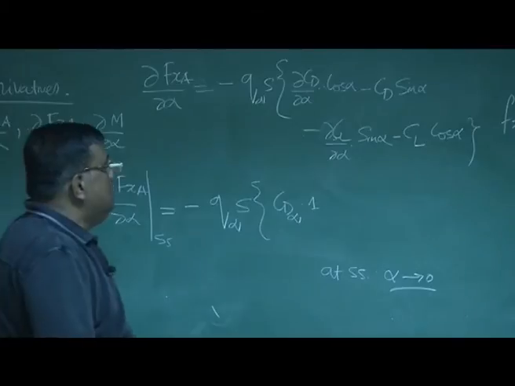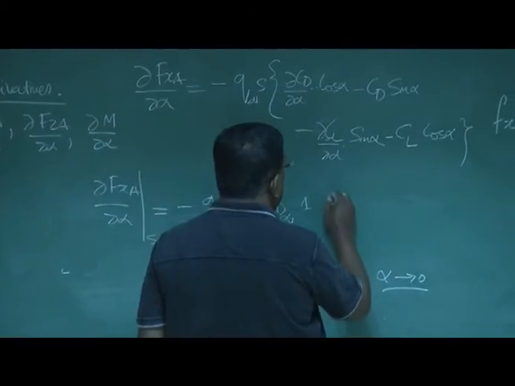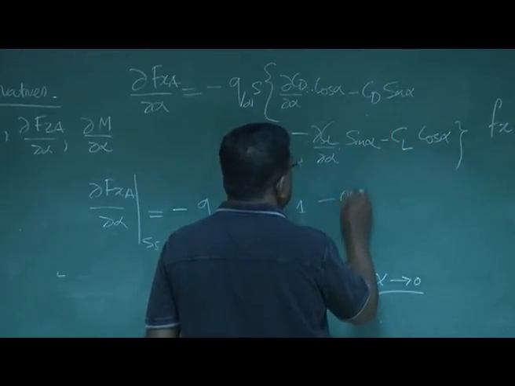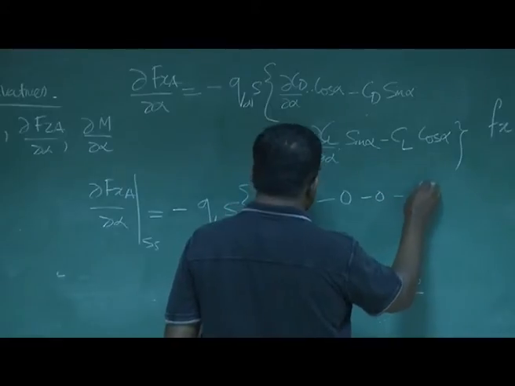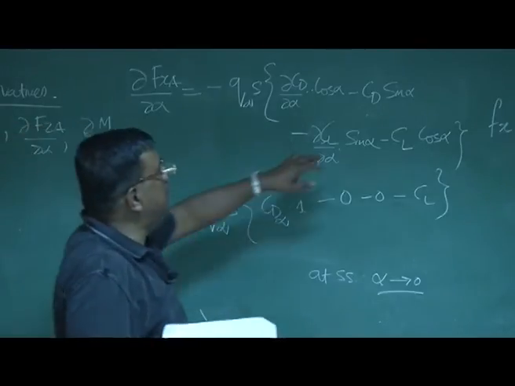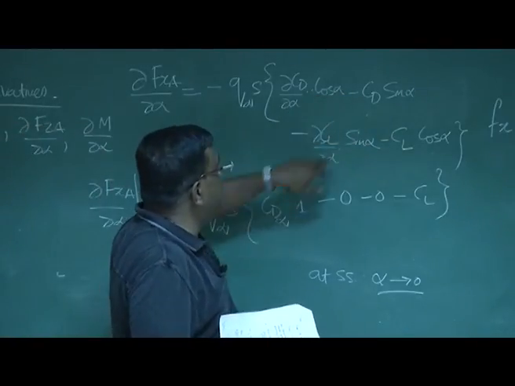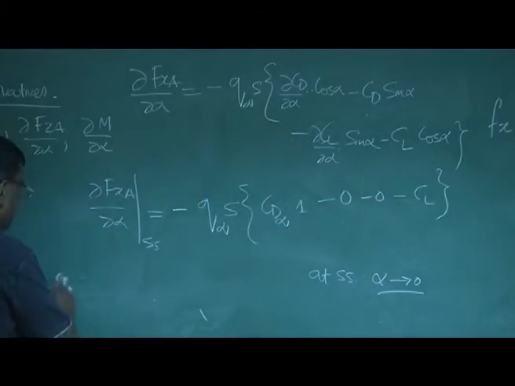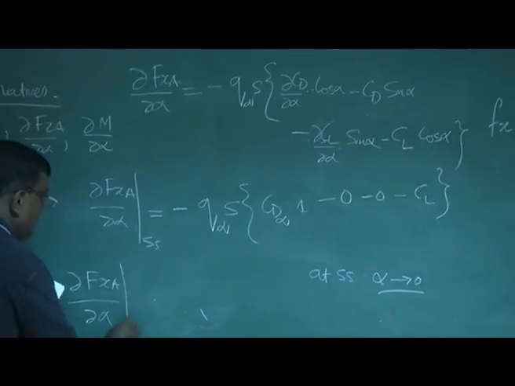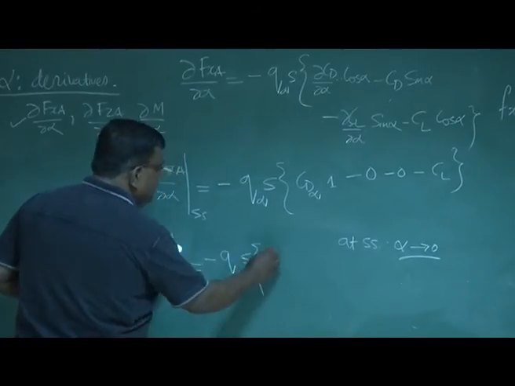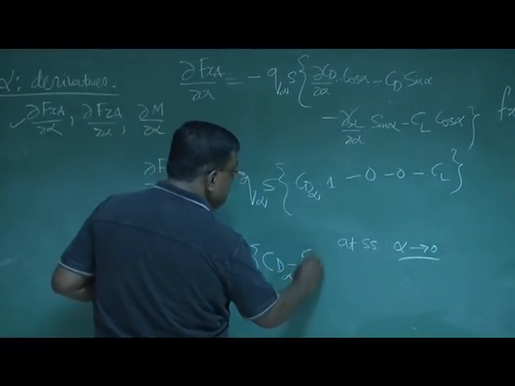So there is no perturbed quantity. Cos 0 is 1, minus CD sin alpha, so this goes. So this is minus 0, this is again minus 0, and minus CL. You see, at steady state, this perturbed value of alpha is 0, so this cos alpha becomes 1, this goes to 0, this goes to 0, this is minus CL. So you have dfxa by d alpha evaluated at steady state is equal to minus q infinity S into CD alpha minus CL.